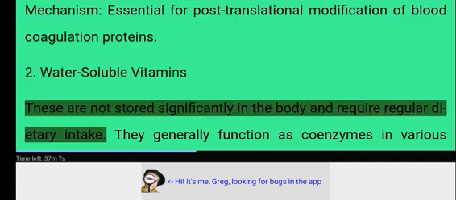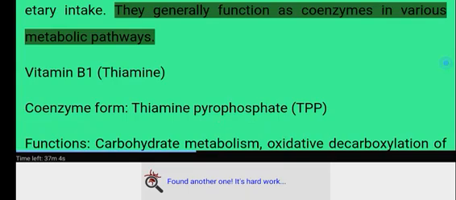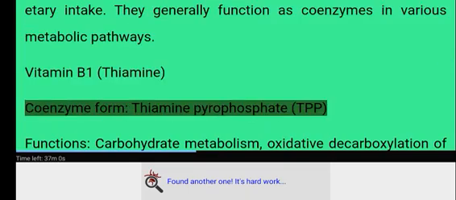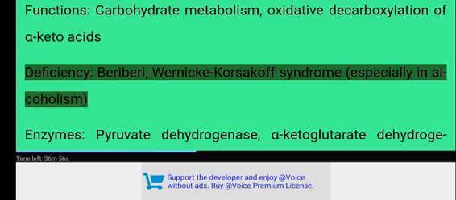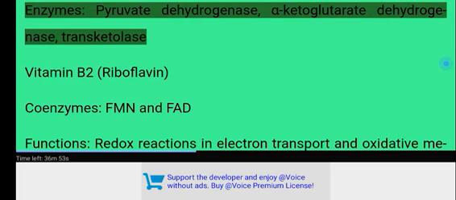2. Water-soluble vitamins. These are not stored significantly in the body and require regular dietary intake. They generally function as coenzymes in various metabolic pathways. Vitamin B1, thiamine. Coenzyme form: thiamine pyrophosphate, TPP. Functions: carbohydrate metabolism, oxidative decarboxylation of alpha-keto acids. Deficiency: beriberi, Wernicke-Korsakoff syndrome, especially in alcoholism.